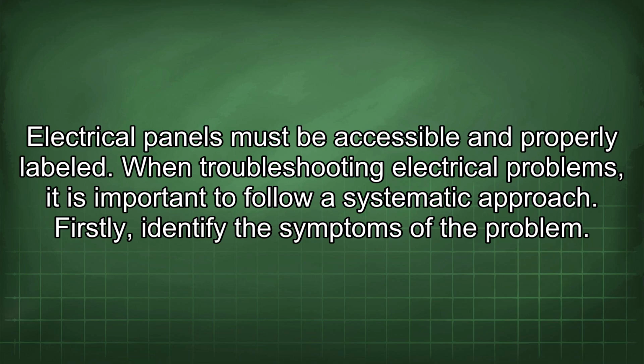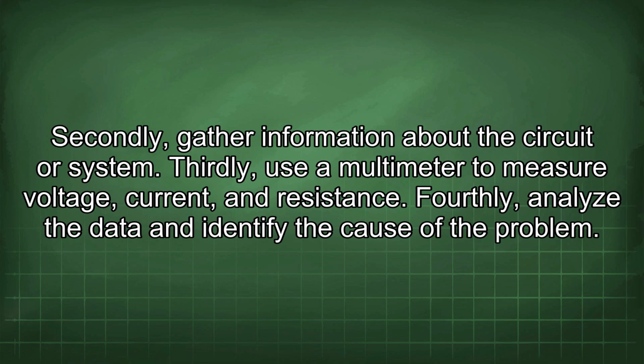When troubleshooting electrical problems, it is important to follow a systematic approach. Firstly, identify the symptoms of the problem. Secondly, gather information about the circuit or system. Thirdly, use a multimeter to measure voltage, current, and resistance.